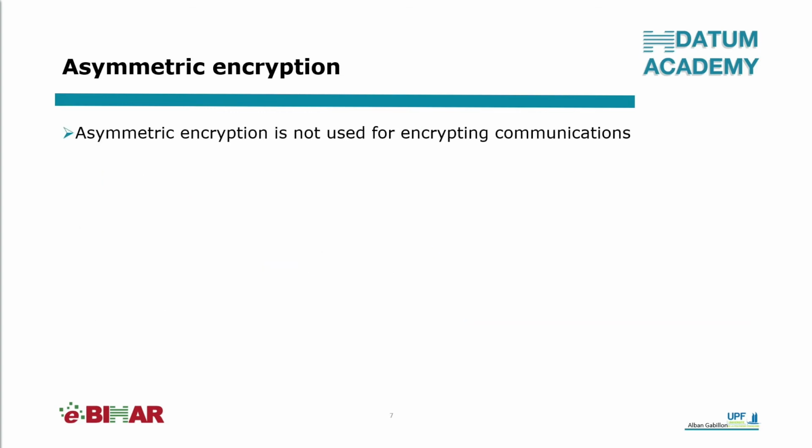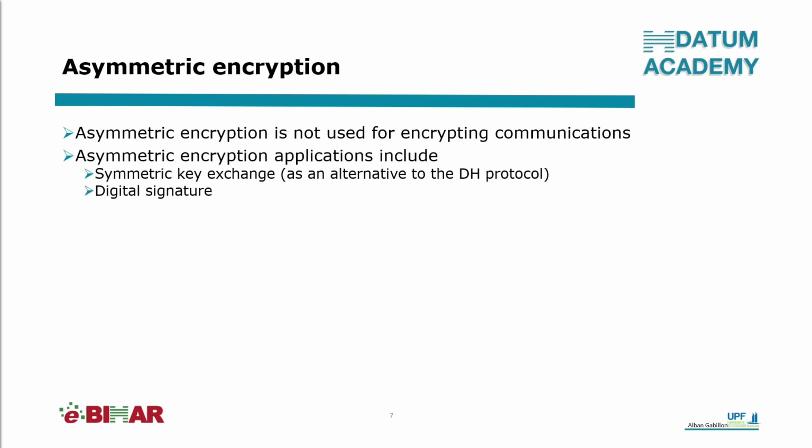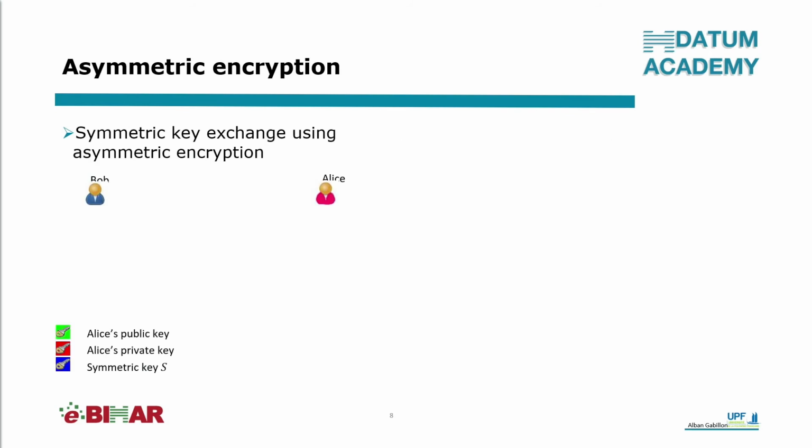I already said it, but I repeat it. In practice, asymmetric encryption is not used for encrypting communications because it is too slow. The two major applications of asymmetric encryption are symmetric key exchange as an alternative to the Diffie-Hellman protocol, and the most important one, digital signature. And I will talk about digital signature in a separate video. Let me conclude this video by showing the key exchange protocol using asymmetric encryption as an alternative to the Diffie-Hellman protocol.